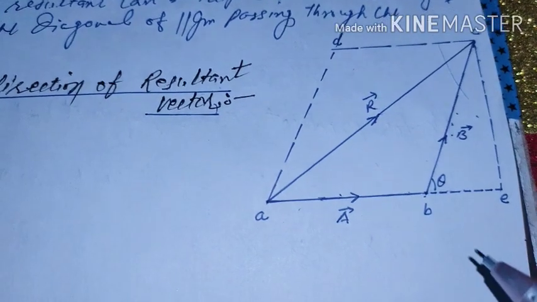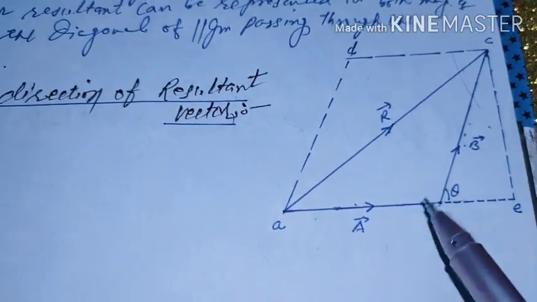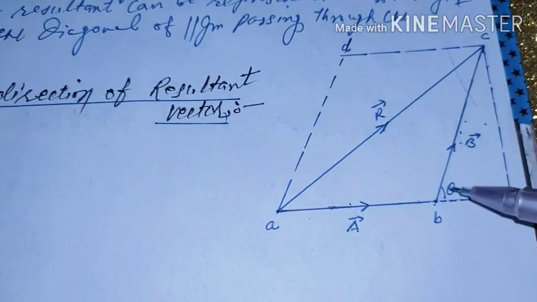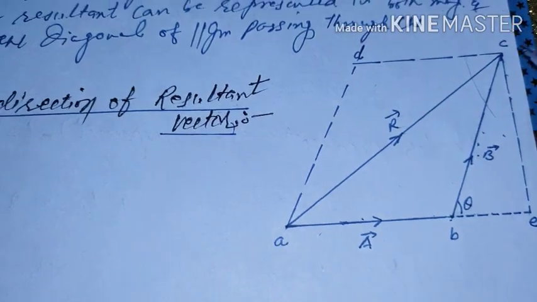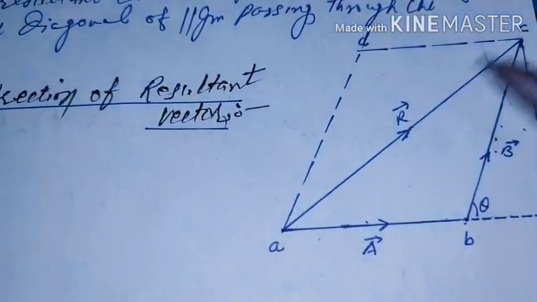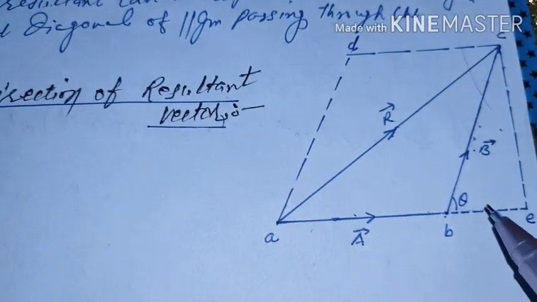taken in opposite direction. What is the meaning of opposite direction? See here, vector A is in this direction, vector B is in this direction, but their resultant, that is the third side, is taken in the opposite side. So this is the opposite order. This is the same order.